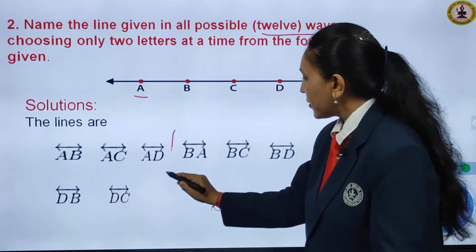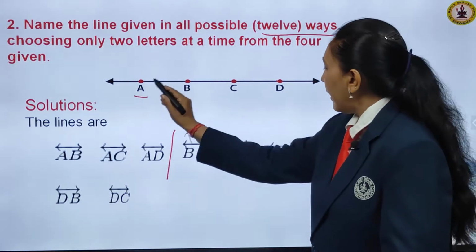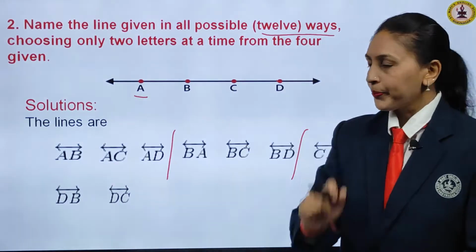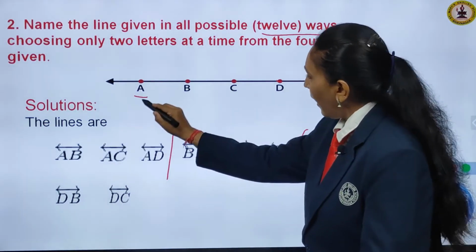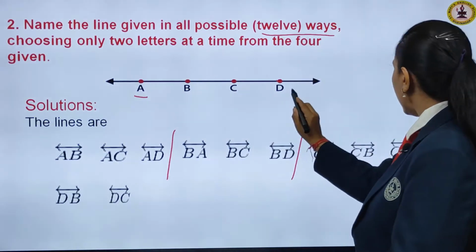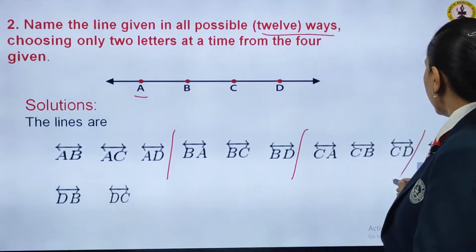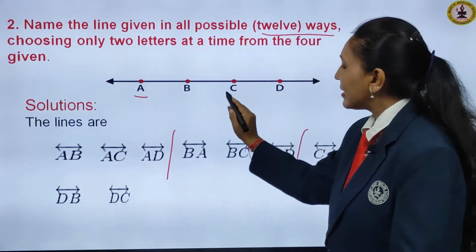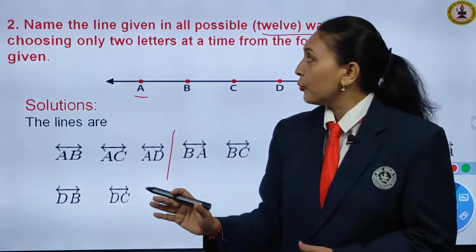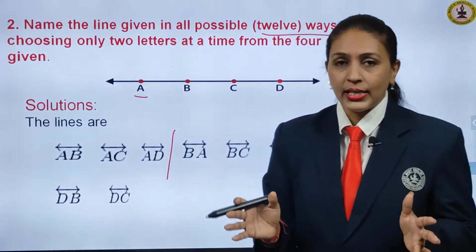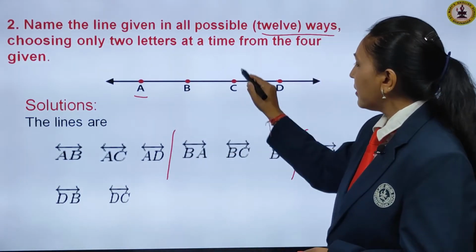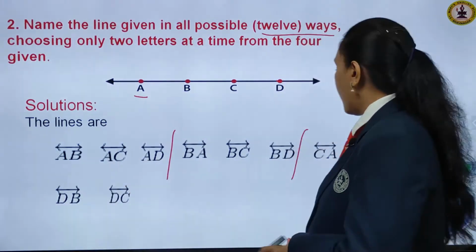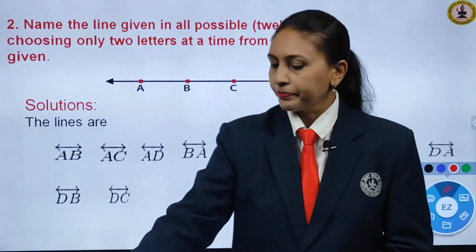So till here we finished. Now we will take B. Again BA, then BC, then BD. Till here we took B. Now we will take C. CA, CB and CD. That is 3. Now let us take D. DA, again DB and DC. So these are the 12 possible ways to make the given line. So children, do you understand? Take one letter and join it with the remaining 3 letters and you will get very easily the 12 different lines. Okay, let us go for the next, children.